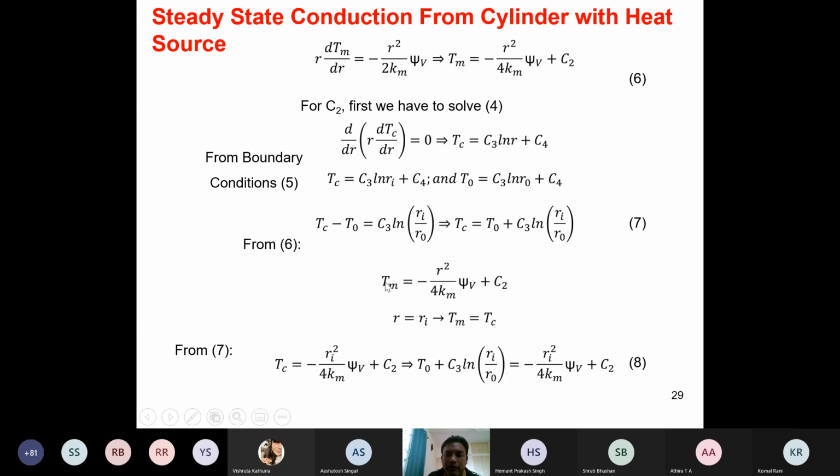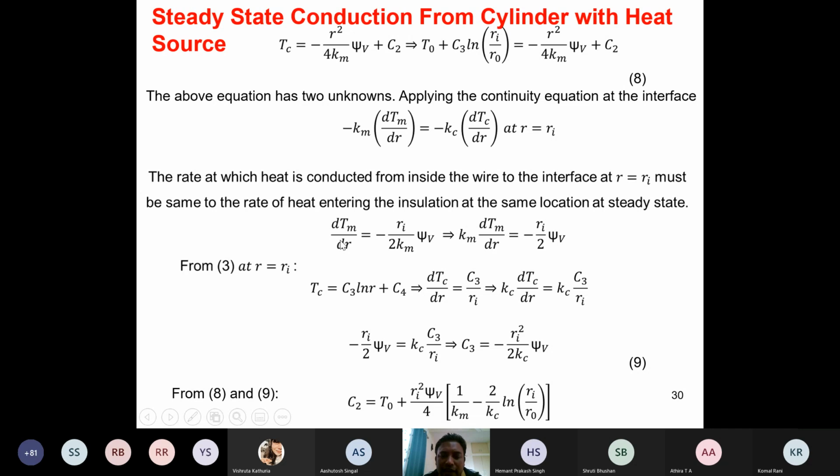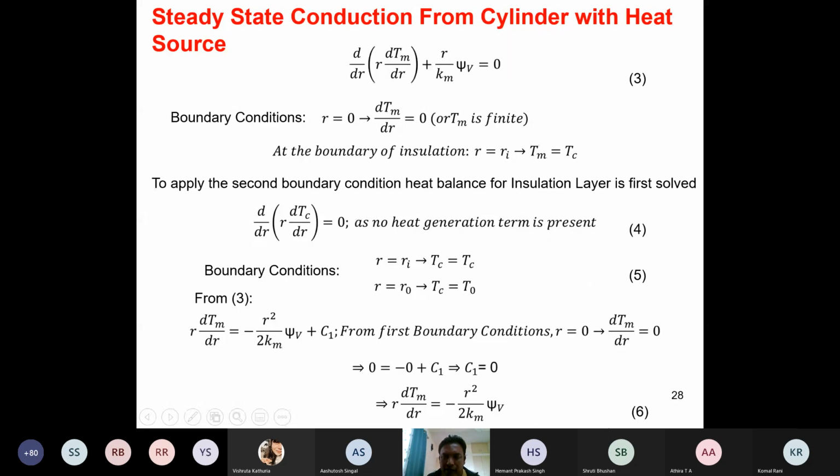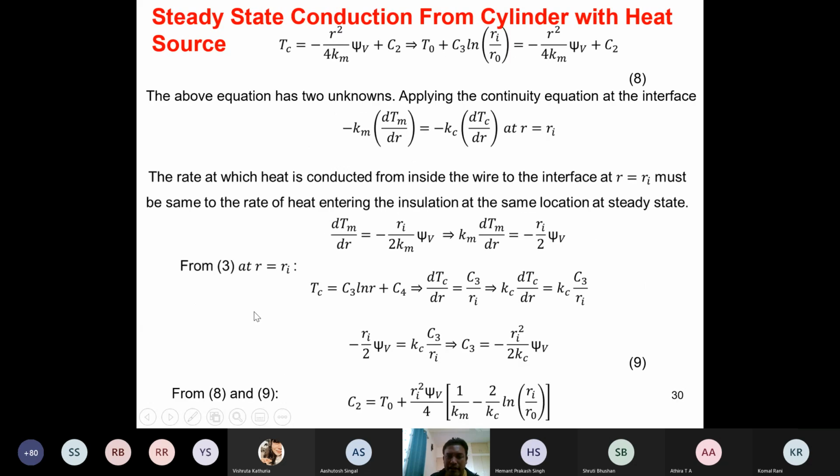So dTm by dr is given as minus ri by 2 Km psi v. This is from equation number 6. Again, we can multiply by Km, so that km dTm by dr becomes ri divided by 2 psi v. This is directly from equation number 6, you can go back and see. We wanted to obtain equation number 6 at r equals ri, because this entire analysis of continuity we are doing at the interface of the metal wall and the insulation, and therefore r is equal to ri. So Km dTm by dr becomes ri by 2 psi v. That is what is written here, isn't it?